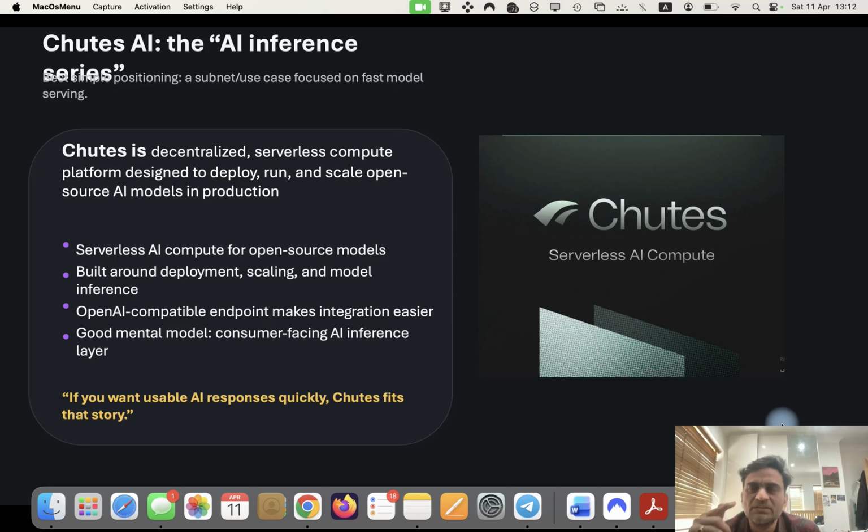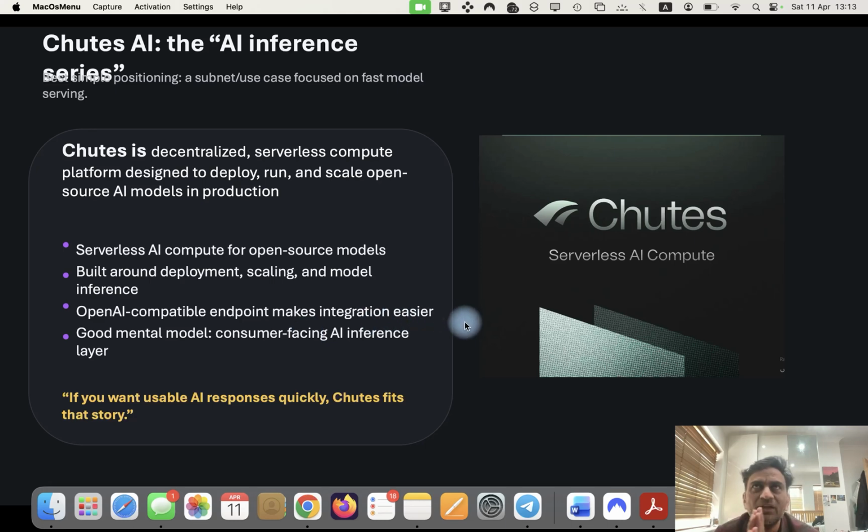It's fast, it's quick. Sometimes people get confused and think of Chutes as a compute platform. It's not. It's a compute service platform, meaning it is used to deploy, plug in and use existing AI models, or create new models and deploy them in a very efficient and fast way. So you can build around deployment, scaling, and model inference. It has an OpenAI compatible endpoint, which makes integration easier.